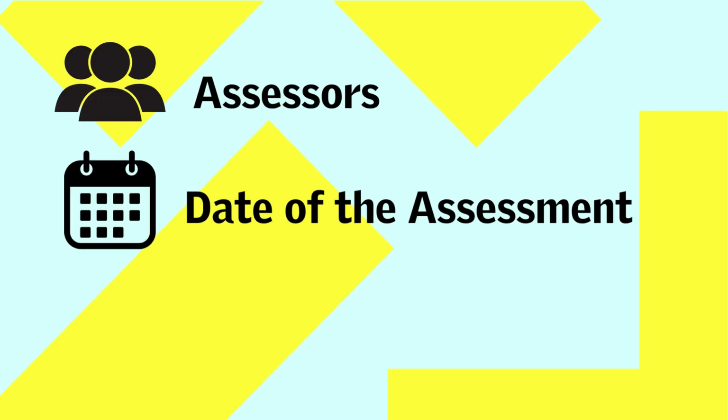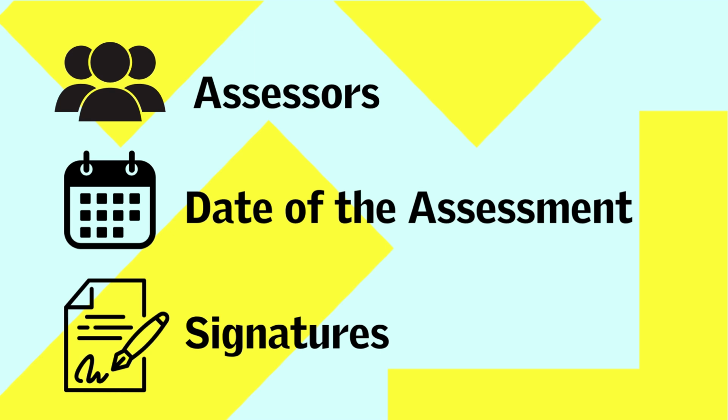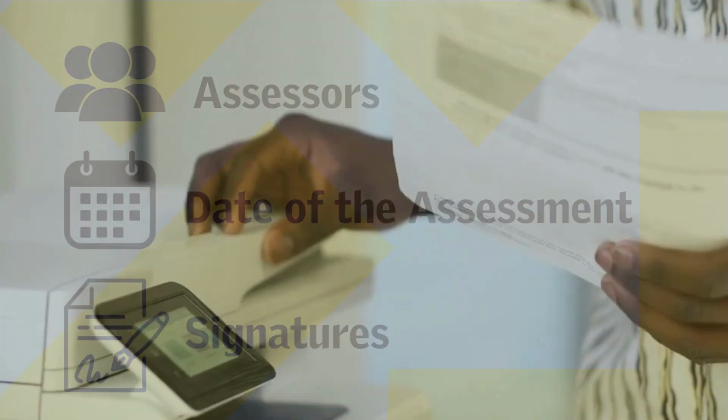The form should show the names of the assessors, the date of the assessment, and signatures of the subject leader or coordinator and the head teacher within the school as the person identified in the school's health and safety policy with overall responsibility for health and safety within the school.